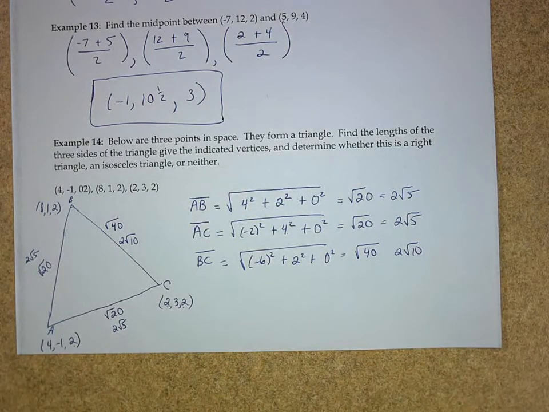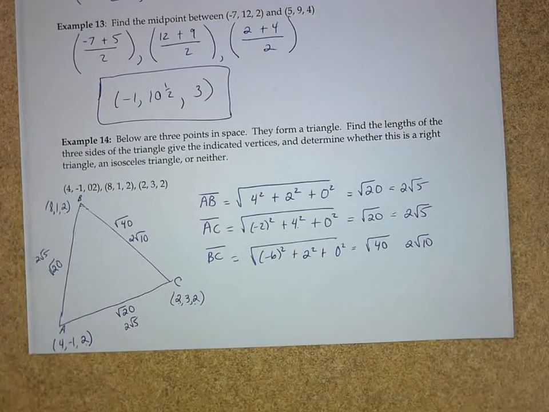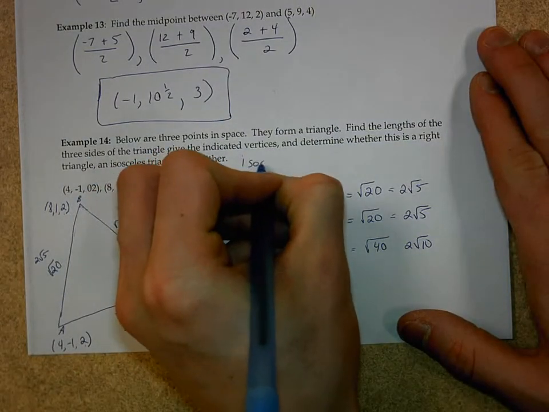So as we look at this, we want to look at the relationships of our different sides. And we actually have two relationships here that we know. We can see that we have the exact same side lengths right here, square root of 20 and square root of 20, which then means angle B and angle C have to be identical. So that gives me an isosceles triangle.